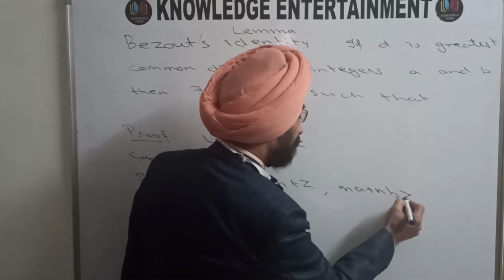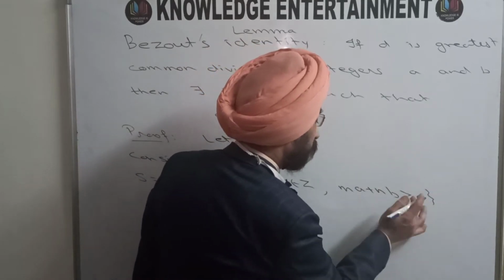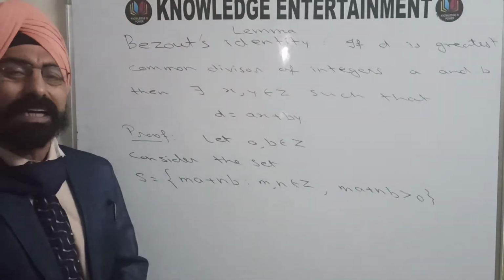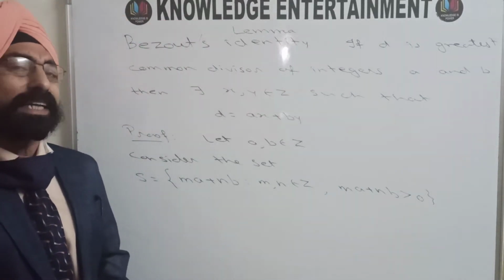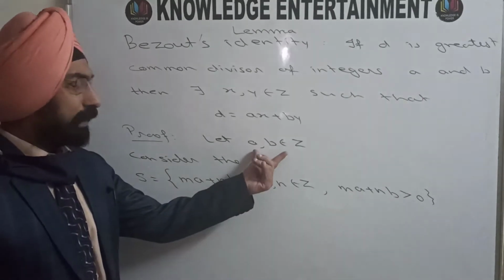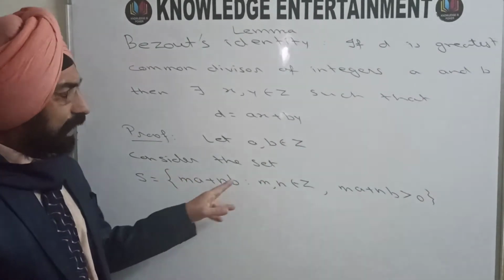Let A and B be any integers. Consider the set S of the integers of the type ma plus nb, where m and n are any integers and ma plus nb is strictly greater than 0, and it is possible. Why is it possible? Because A and B are any integers, and m and n are also integers.